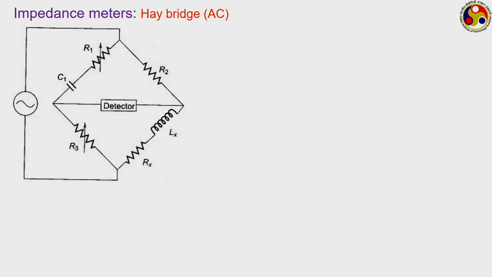Hay bridge is another very common AC impedance meter, where we have an inductance in the picture, and our objective is to measure this inductance Lx. Following the same principle, but taking the inductance into consideration, it is interesting that here we have one variable resistor here and one variable resistor and capacitor here, which can be adjusted, and our objective is to measure this Lx and Rx. So following the same principle, we write Z1 Zx is equal to R2 R3.